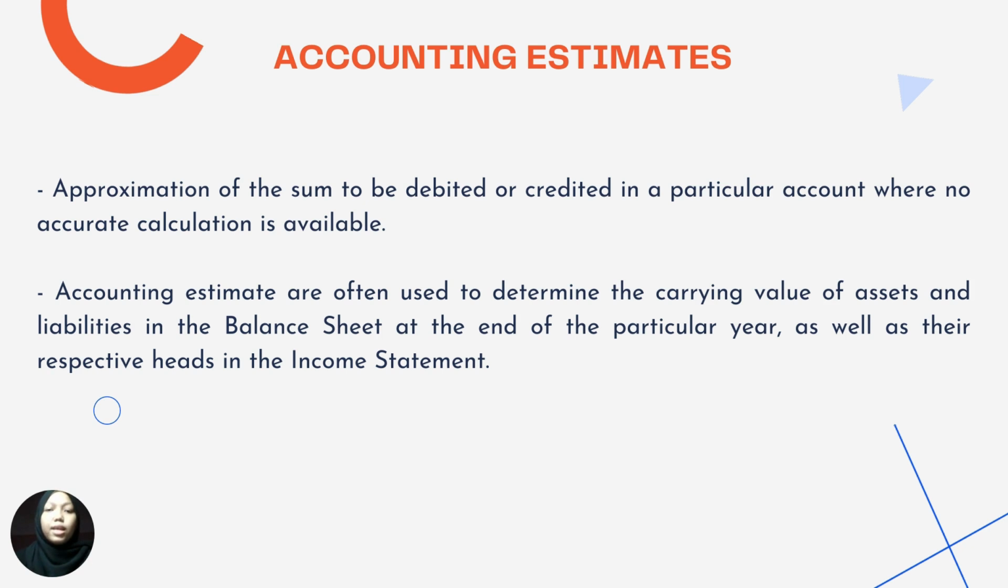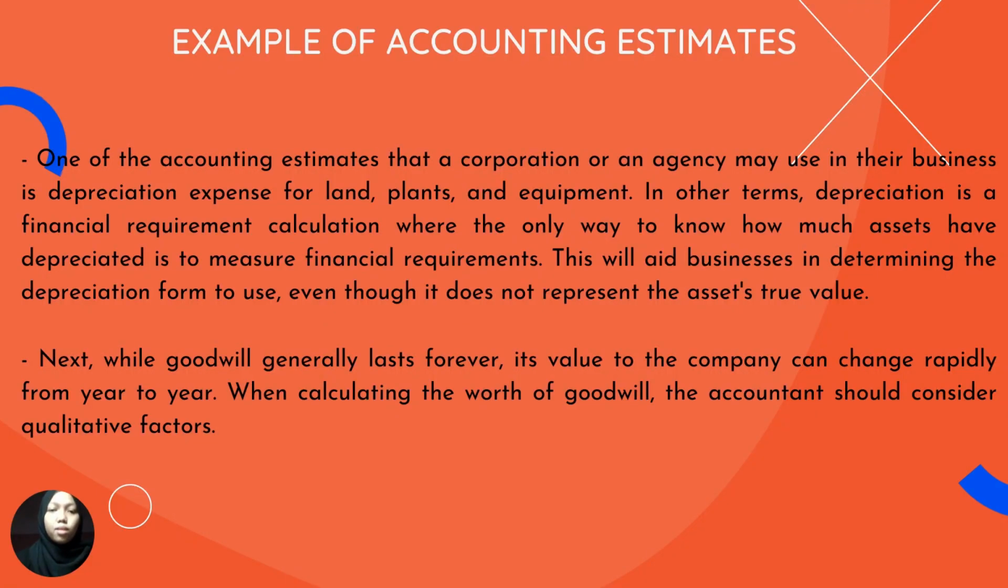The next one is accounting estimates. This can be defined as an approximation of the sum to be debited or credited in a particular account where no accurate calculation is available. Accounting estimates are often used to determine the carrying value of assets and liabilities in the balance sheet at the end of the particular year, as well as their respective heads in the income statement.